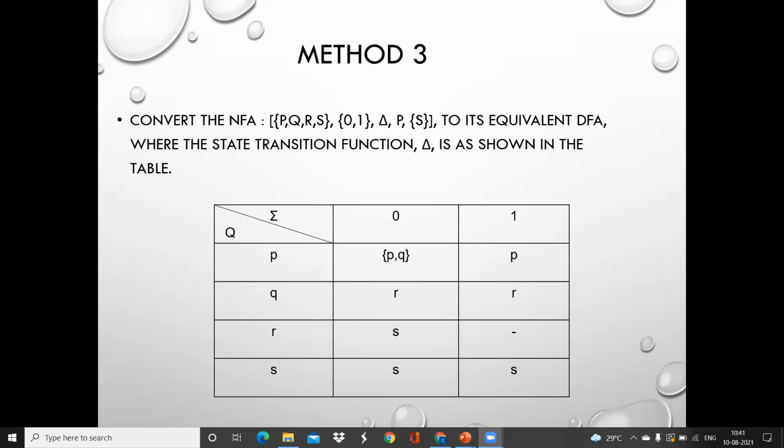Okay, so today we are here to discuss the third method of DFA minimization. So we have this problem here. This NFA is given, and we have to convert this NFA to DFA. And once our NFA is converted to DFA, then we will minimize that DFA using the third method.